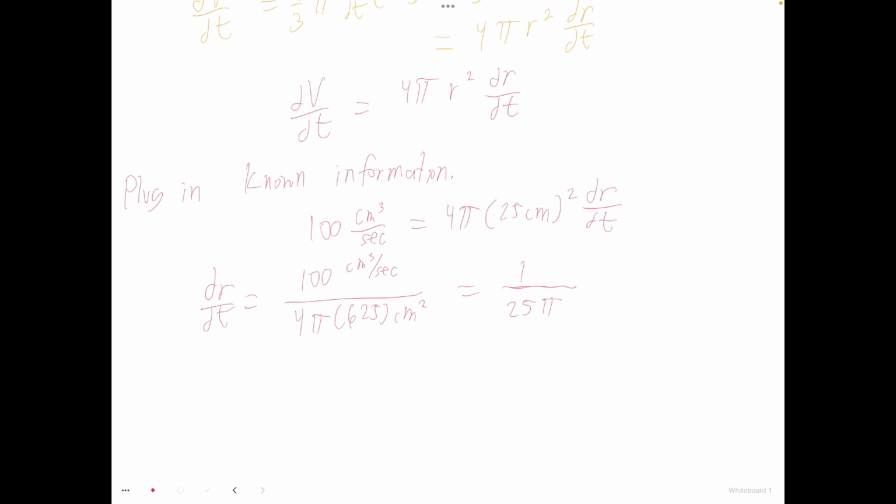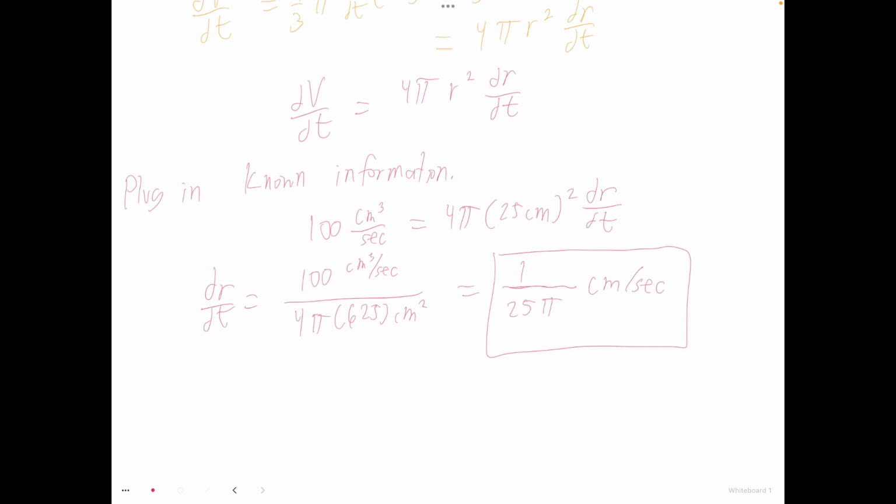And then if you actually keep track of the units, we have centimeters cubed per second divided by centimeters squared, so we'll just get centimeters per second. And those are actually the units that the radius would be changing with respect to. And so the rate of change of the radius when it is 25 centimeters is going to be 1 over 25π centimeters per second.